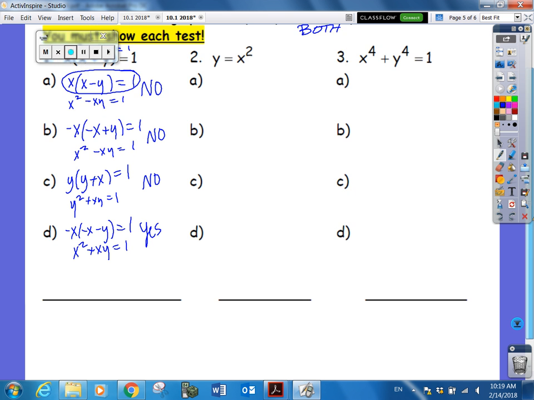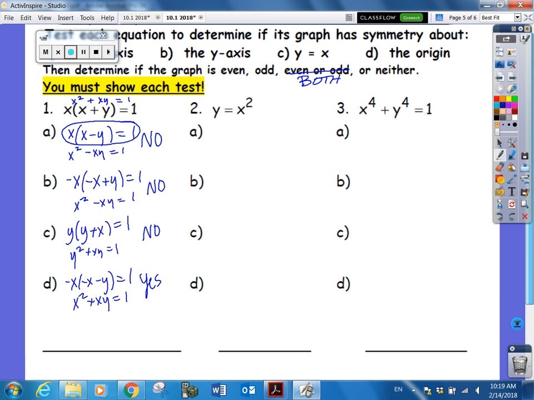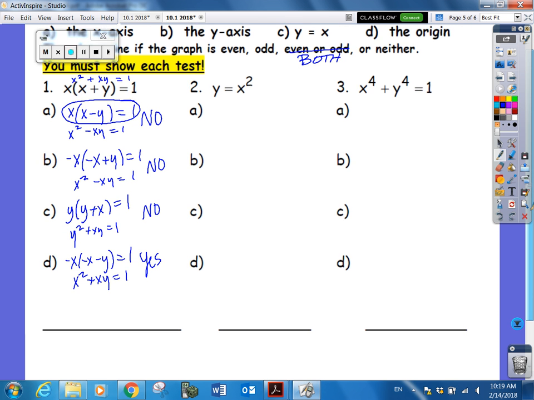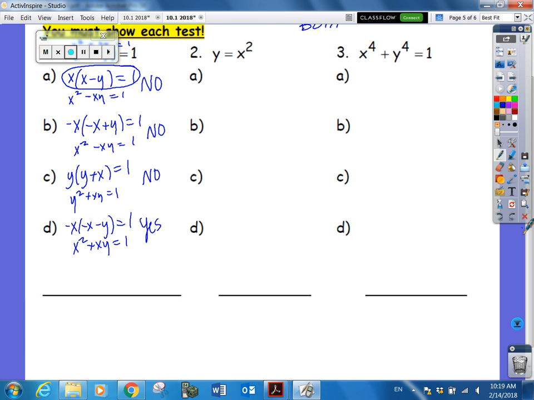So then the next question says, then determine if the graph is even, odd, both, or neither. This is the only test that determines even. If this answer is yes, it's even. If this answer is yes, it's odd. So therefore this one is odd.